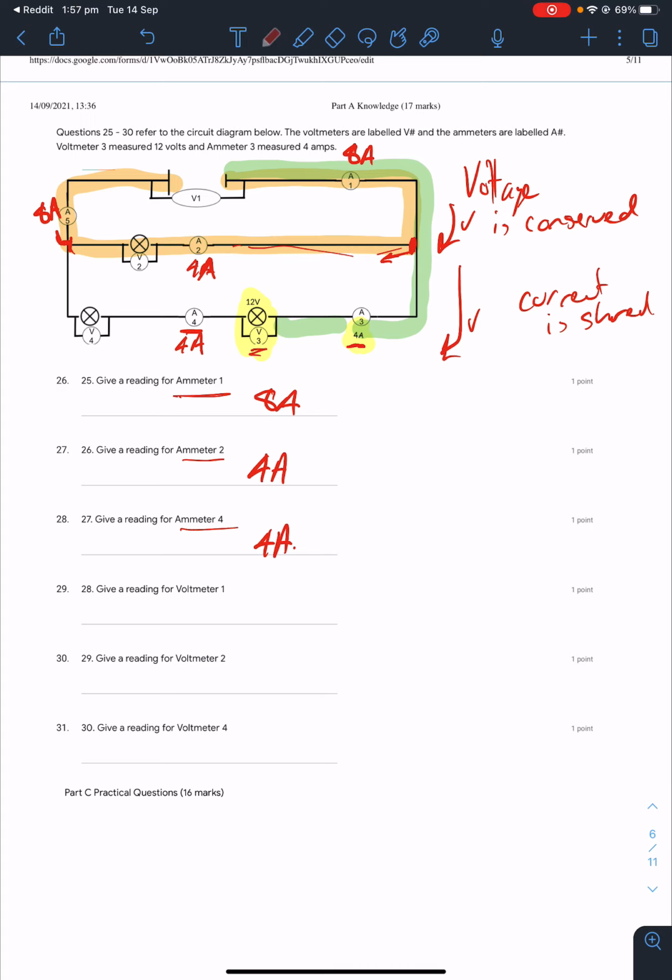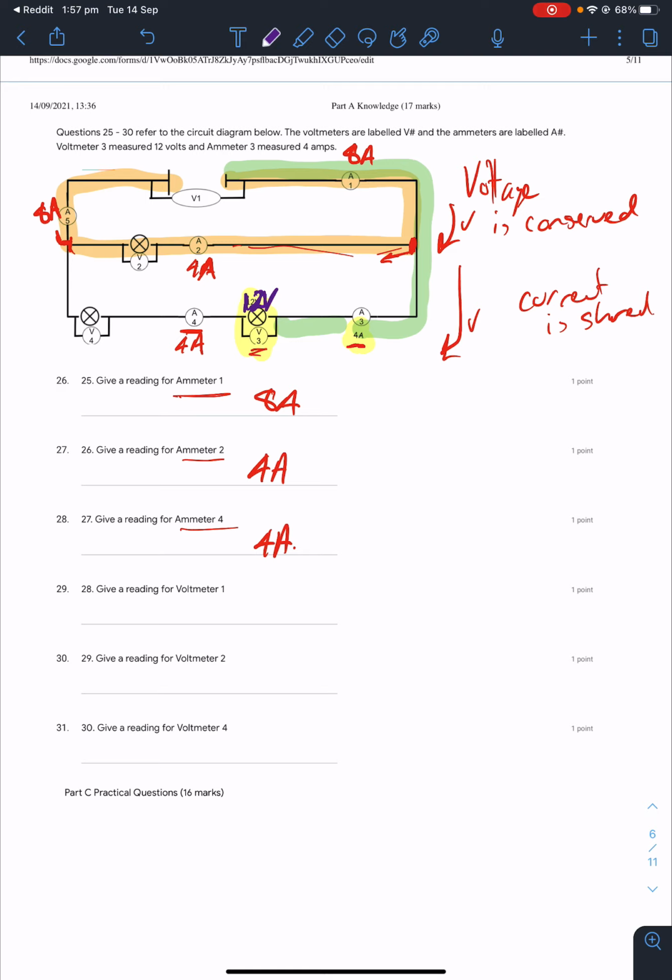Okay, should I change colours? That might help. I'll change to purple. Our voltage that we're given is, this globe is 12 volts. Okay. So remember, voltage is conserved, so each path is getting the same voltage. But multiple globes on the same path have to share that voltage.